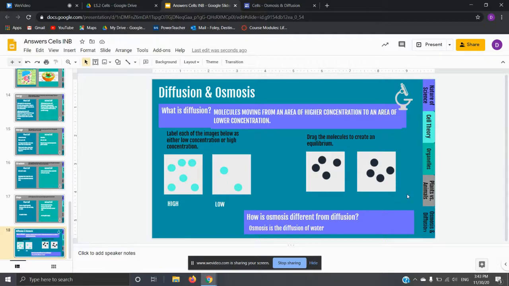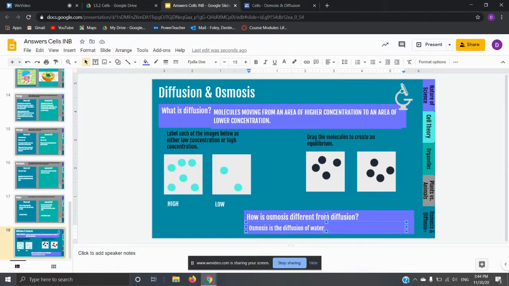Now we also talked about osmosis. What is osmosis? What makes it different than diffusion? Osmosis is the diffusion of water in particular. Okay? Osmosis is the diffusion of water. So it is the movement of specifically water from an area of higher concentration to an area of lower concentration. And we're going to talk about that more later on. Just keep that in mind. Osmosis is the diffusion of water. Diffusion means molecules move from an area of higher concentration to an area of lower concentration. All right?